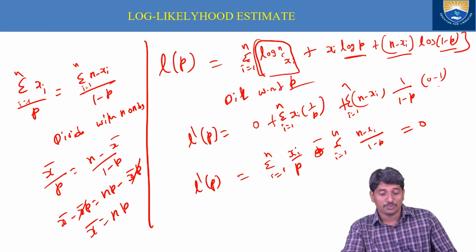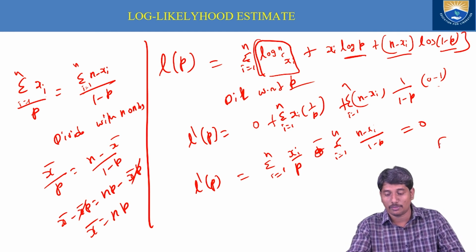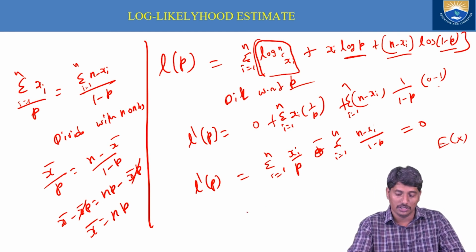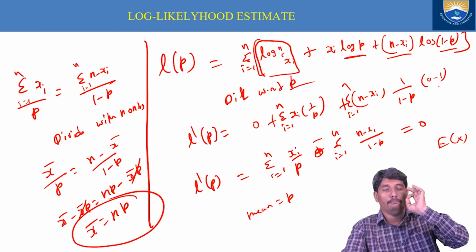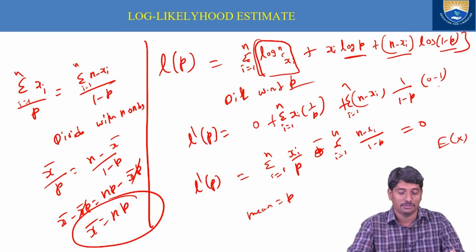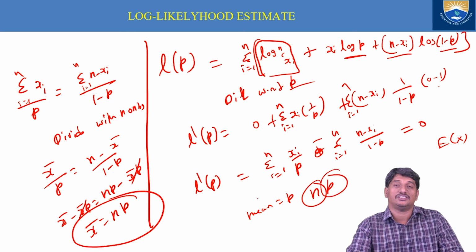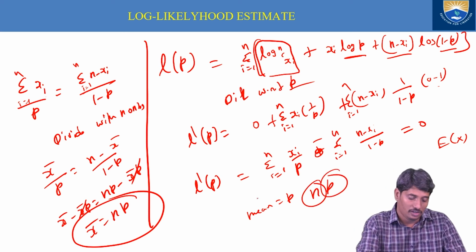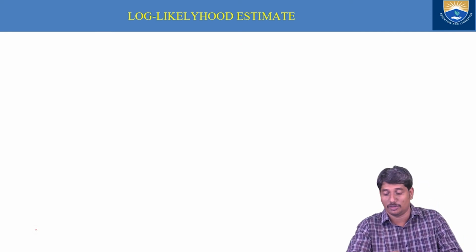So what we are observing in the general calculation through the E of x formula also, we observed that mean is np, and in maximum likelihood also mean is np. That means the maximum possible value for the parameter p of the binomial distribution is nothing but n into p, where n is the number of trials and p is the success rate for each and every trial. Okay, this is what we observed from log likelihood estimation of binomial distribution.